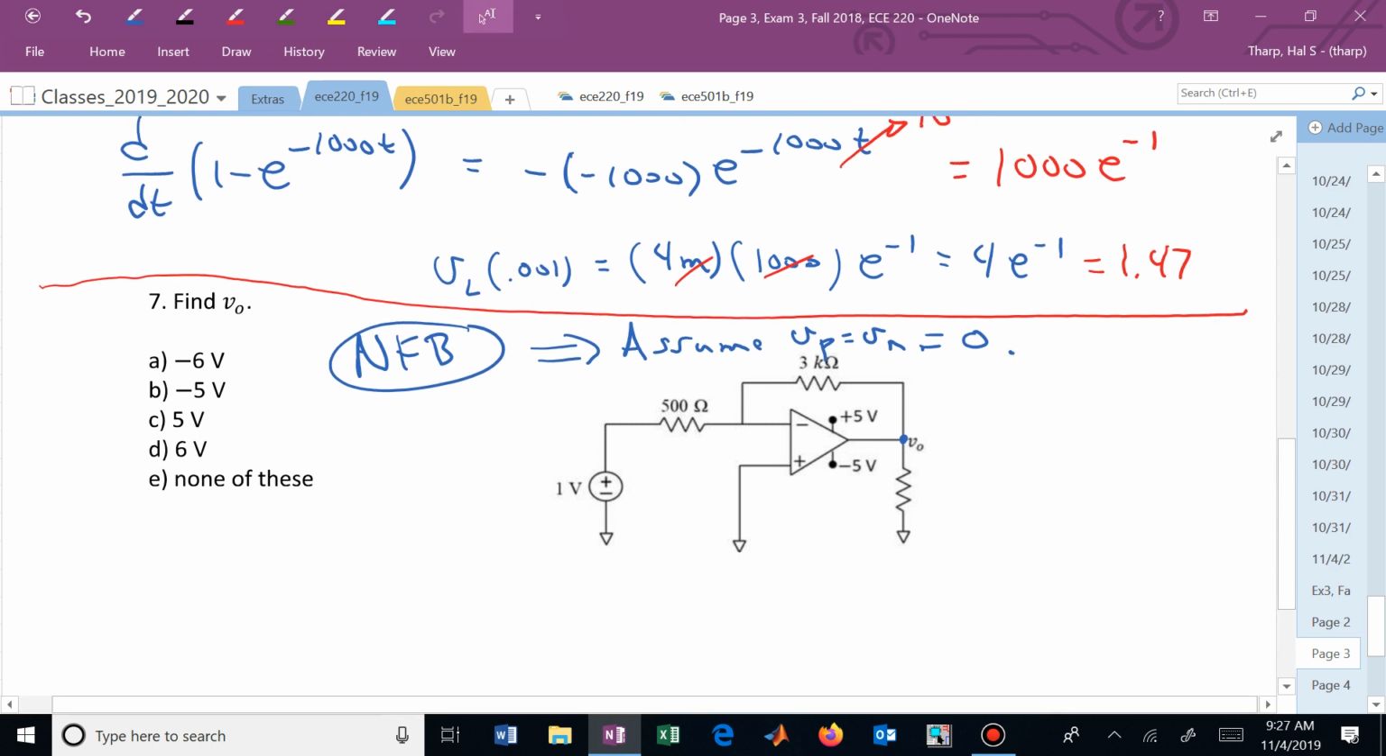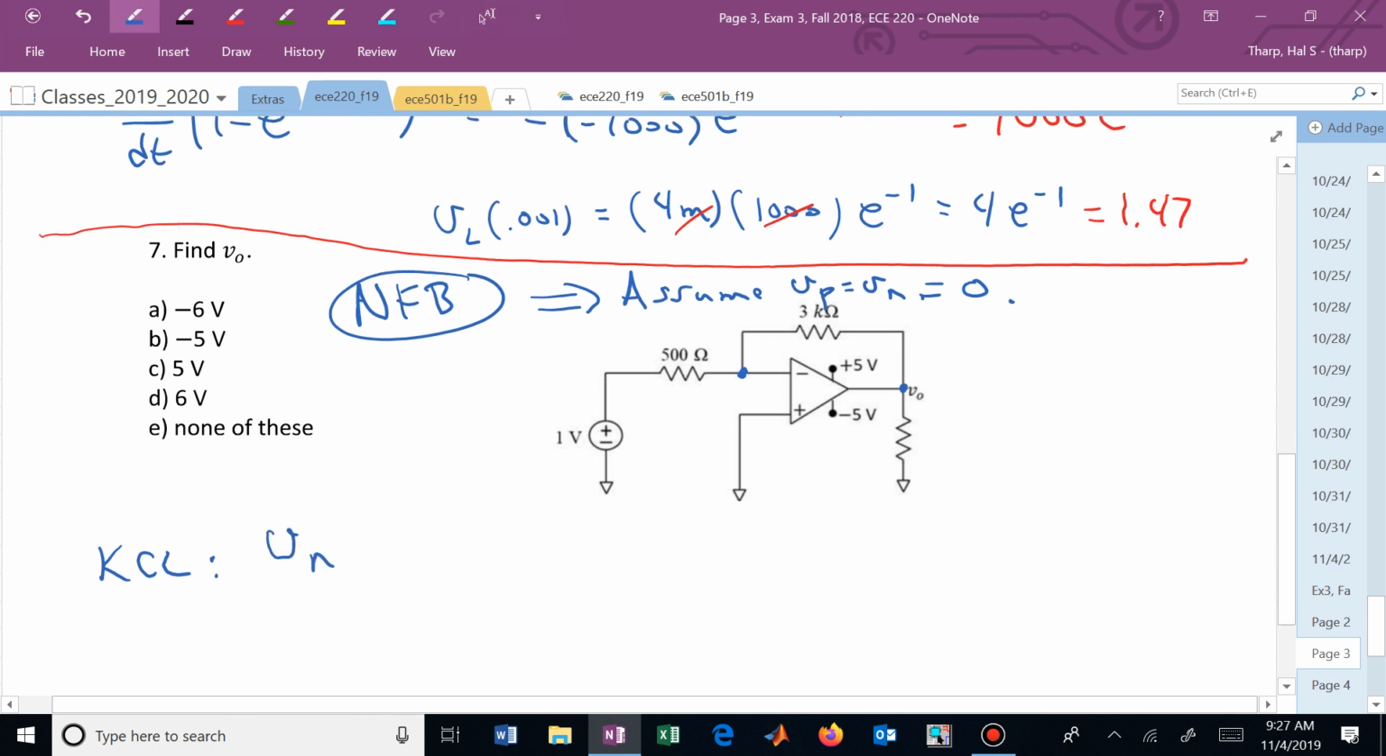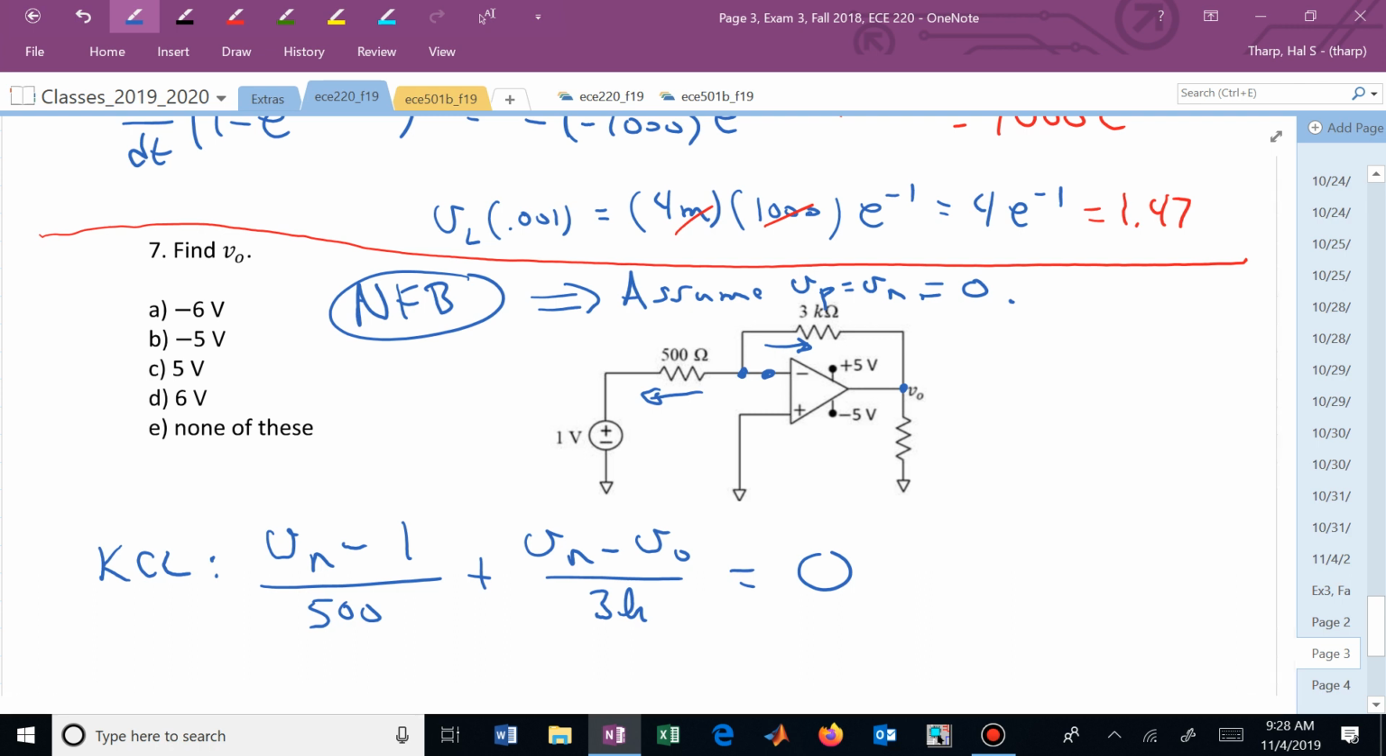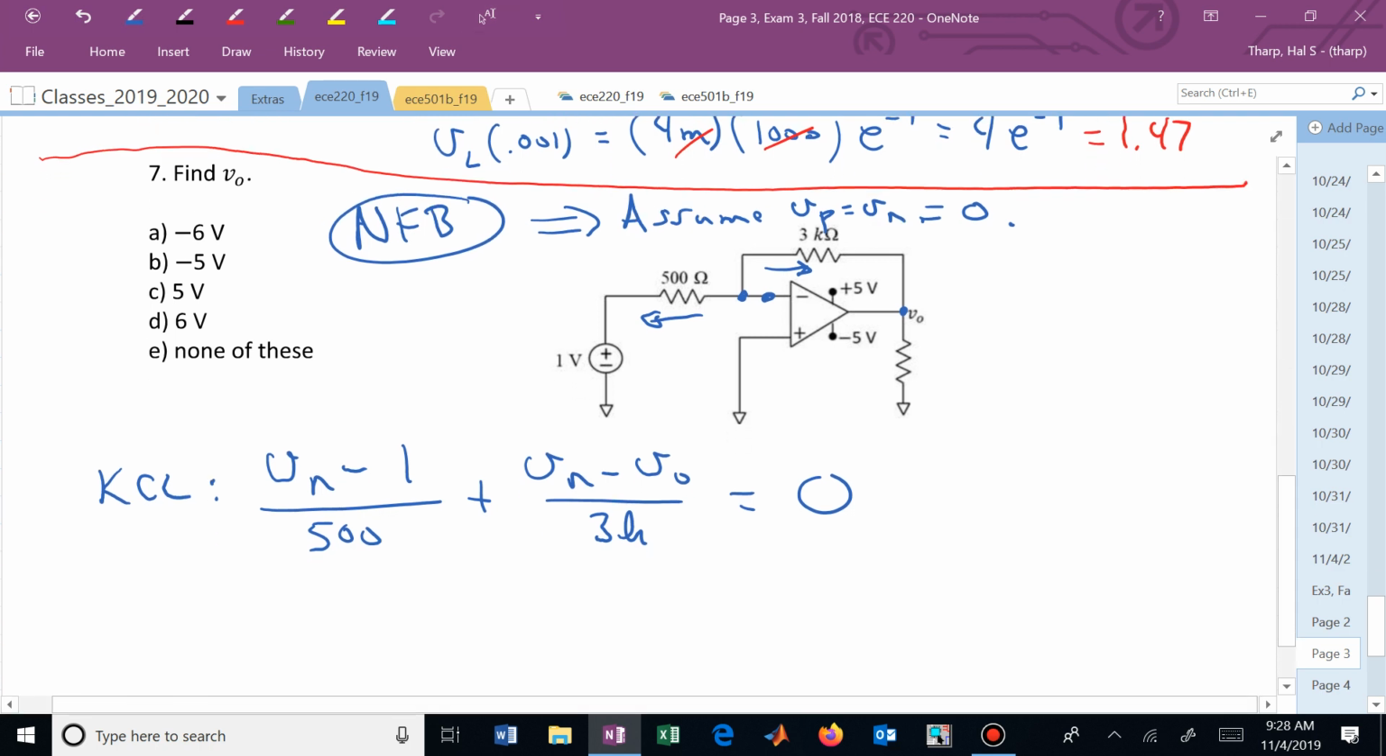We now are assuming V sub p and V sub n are equal. It's 0. Let's apply KCL. That's kind of the next logical step if possible. Let's apply KCL at Vn. I'm going to show you where all of this equation is coming from. So V sub n minus 1 over 500, that's this current, plus that current, which is V sub n minus V sub o over 3K. And those sum to 0 because the current going into the input pins on an op-amp is 0. We now know that V sub n, we're assuming, is 0.